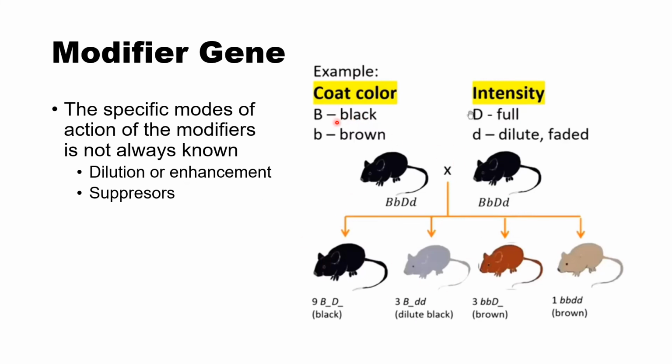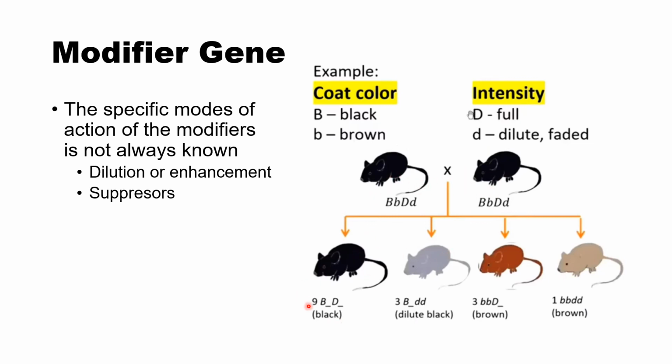So, sa coat color at saka sa intensity ng color nung coat ng mice. So, we have here yung black. Yung dominant B is yung black color. It will express yung black color. Yung recessive B, it will express yung brown color. Then, for the intensity, yung dominant D, it will express yung full color. And then, yung recessive D, it will dilute or fade yung color. So, in a cross between itong dalawang to, nag-cross ito yung result.